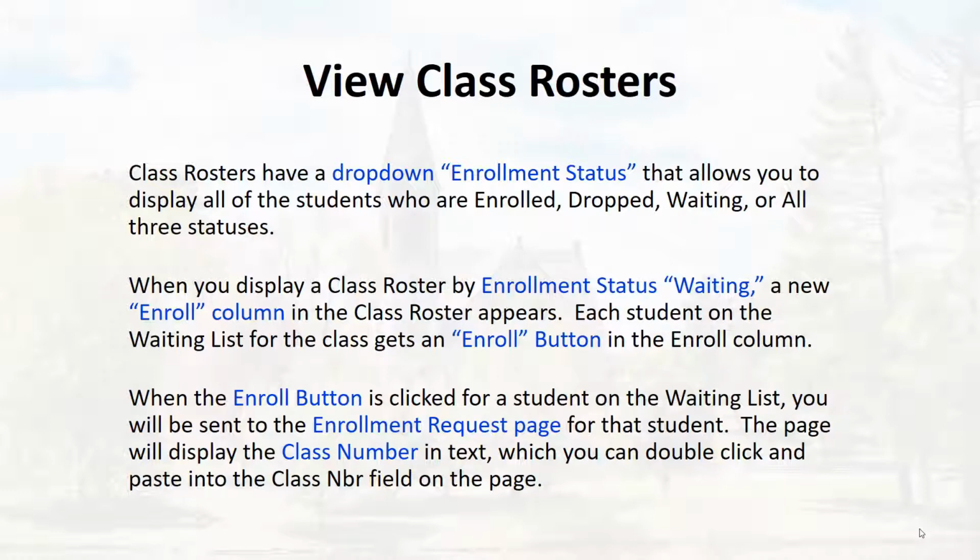When you display a class roster by enrollment status waiting, a new Enroll column in the class roster appears. Each student on the waiting list for the class gets an Enroll button in the Enroll column. When the Enroll button is clicked for a student on the waiting list, you will be sent to the enrollment request page for that student. Not only is that very convenient for working on further enrollment requests for that particular student, but the enrollment request page will also display the class number in text, which you can double-click on, hit Control-C to copy, and paste into the class number field on the page, which is very cool.